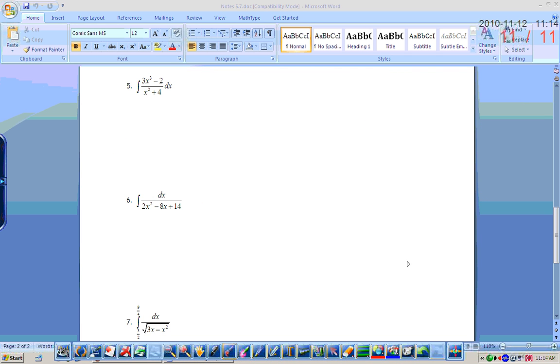Okay, number 5. 3x cubed minus 2 over x squared plus 4. Long division, very good. How do you know that we need to do long division? Okay, because the degree of the top is bigger than the degree of the bottom. I'm going to do 3x cubed plus 0x squared plus 0x minus 2, and I'm dividing by x squared plus 0x plus 4. What do you have to multiply x squared by to get 3x cubed? 3x.